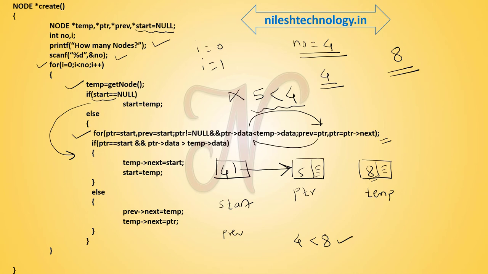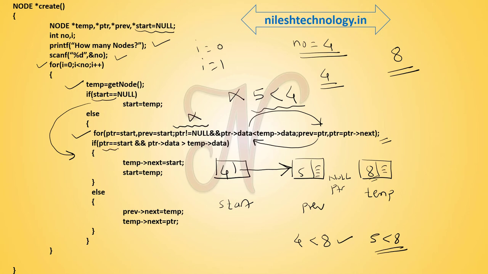Again going to the condition, ptr is not equal to null, true, and ptr of data, which is 5, is less than 8, true. Going to the next incremental part, prev equal to ptr. So this is your prev, and ptr equal to ptr of next. So here ptr of next is null. Now ptr is null. Next condition, ptr is not equal to null, false. So here we break this for loop.